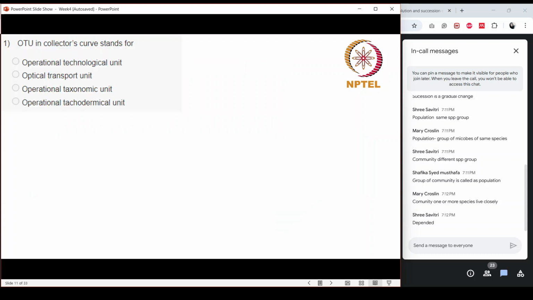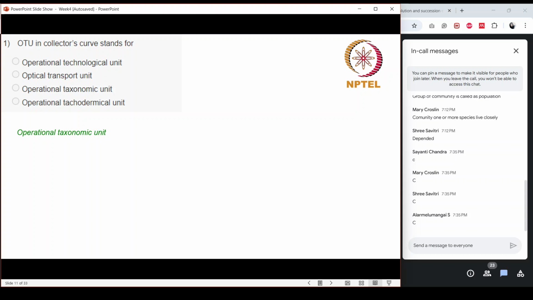So let's get back to our questions. This was the summary for the entire week. Our first question is, as we have seen in the first table: what does OTU in collector's curve stand for? You can write the answer in the chat box. I'm waiting for more responses. Yes, okay. The answer is operational taxonomic unit. So all of you are correct.